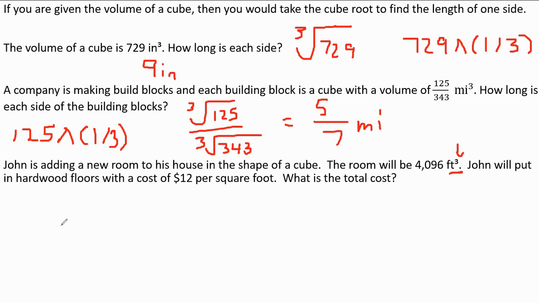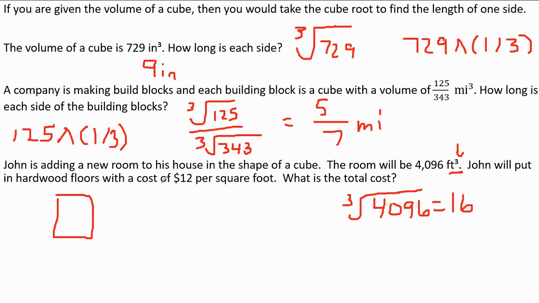So we need to find how long one side of the floor is. We're given that it's a cube, so we need to take the cube root of 4,096. And that's going to be 16. So each side of this room is 16 feet long.